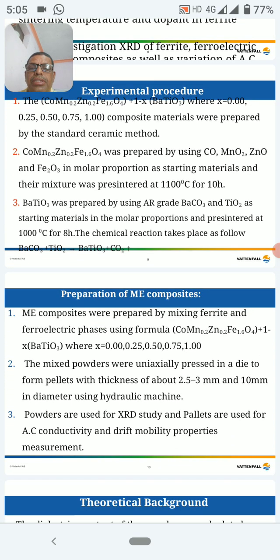Then how are ME composites prepared? So ME composites are prepared by mixing ferrite and ferroelectric phases using the formula x Co Mn 0.2 Zn 0.2 Fe 1.6 O4 plus (1 minus x) BaTiO3, where x is equal to 0.00, 0.25, 0.50, 0.75 and 1.00. The mixed powders are initially pressed into a die to form a pellet which has a thickness of about 2.5 to 3 mm and 10 mm in diameter by the hydraulic machine. Then these pellets are again sintered.